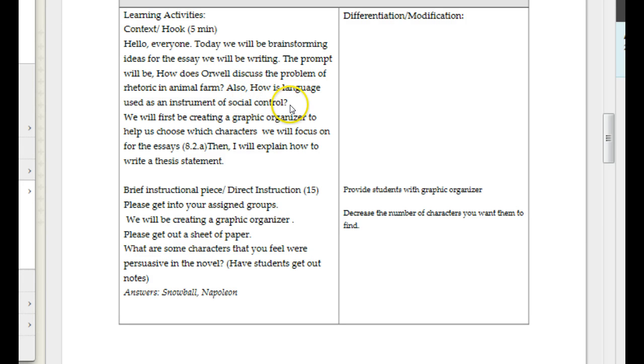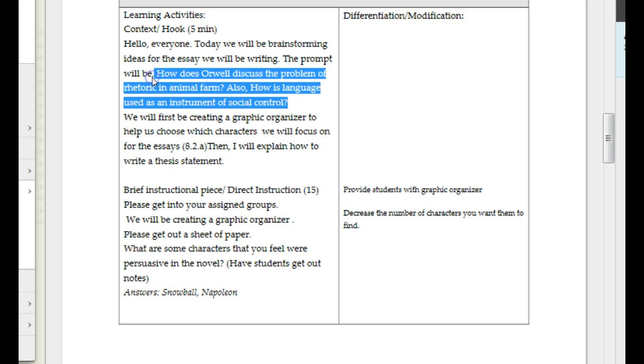Second, you actually have two totally separate questions for your prompt, which isn't necessarily bad. It wouldn't be bad if you were telling the kids they could choose one or the other, but you have two separate questions and then really only seem to address the social control question, not necessarily the author's purpose question, okay? So you may want to work on solidifying that prompt.